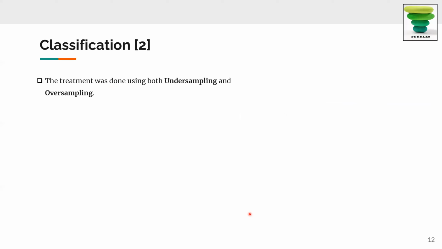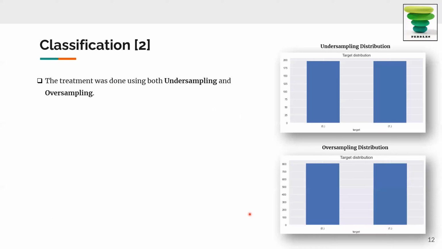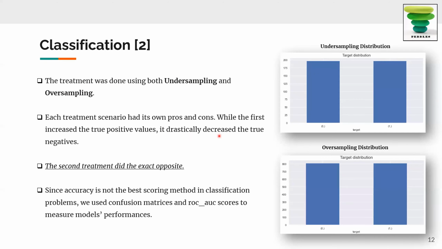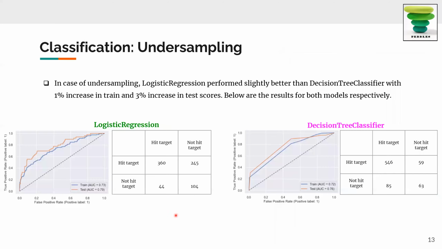Mainly we use two, which are undersampling and oversampling. Each treatment scenario has its own advantages and disadvantages. While the first increased the true positive values and drastically decreased the true negatives, the second treatment actually did quite the opposite. And since accuracy is not the best scoring method in classification problems, we use confusion matrices and ROC AUC scores to measure the performance of the models.